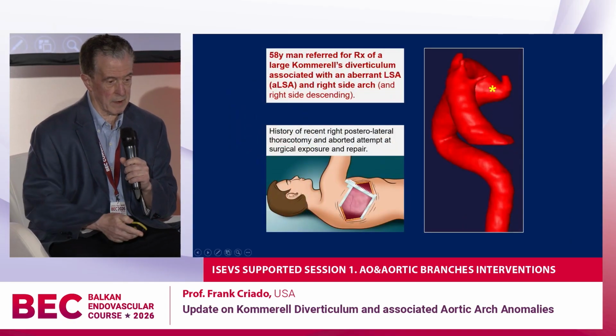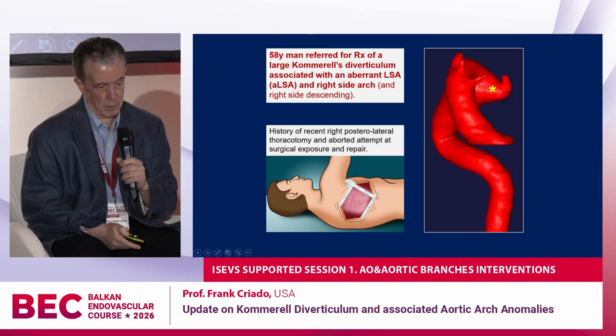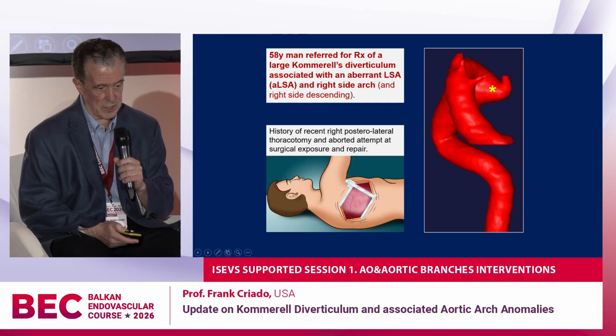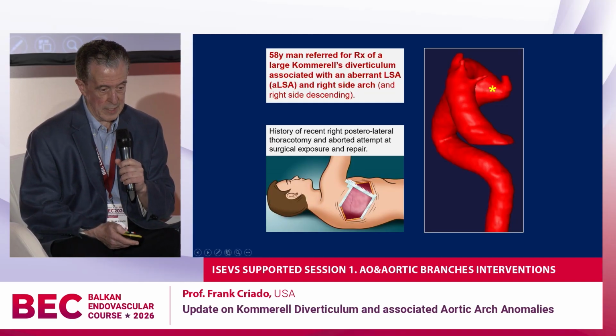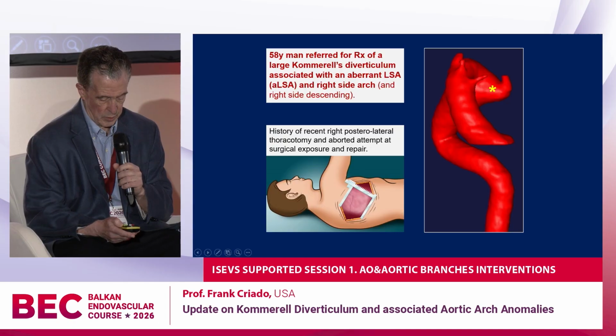the one from the left there, is a 58, or was then a 58 a few years ago, year-old man who was referred to us with a large Kommerelli's diverticulum associated with an aberrant left subclavian artery and a right-sided arch. He had had a recent right posterolateral thoracotomy in the aborted attempt by a thoracic surgeon to surgically expose the lesion and remove it, but he realized soon enough, unfortunately after having opened up the chest, that this was too much to deal with, and he decided to bail out and close him up.